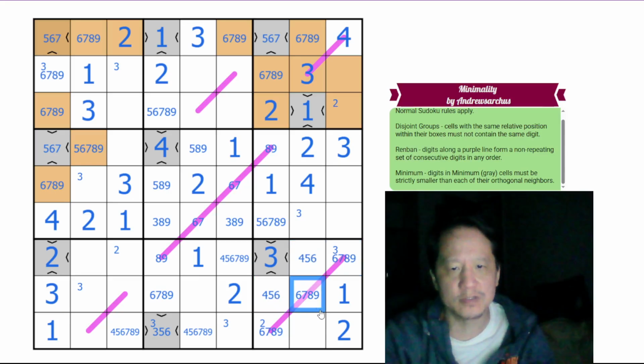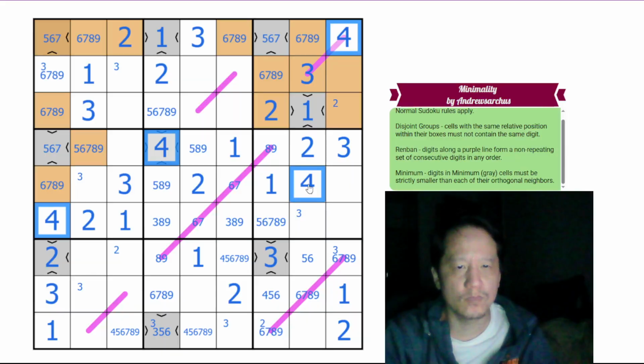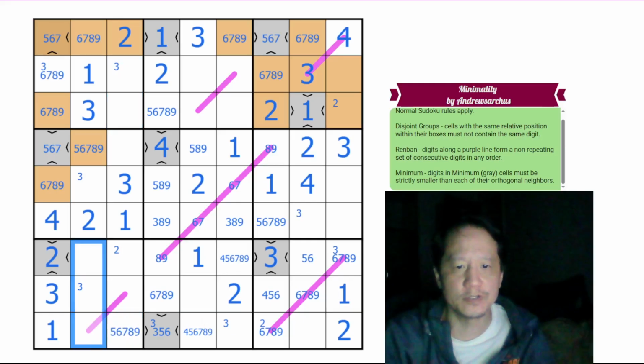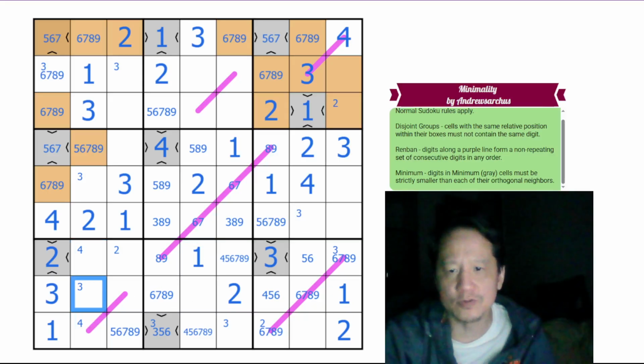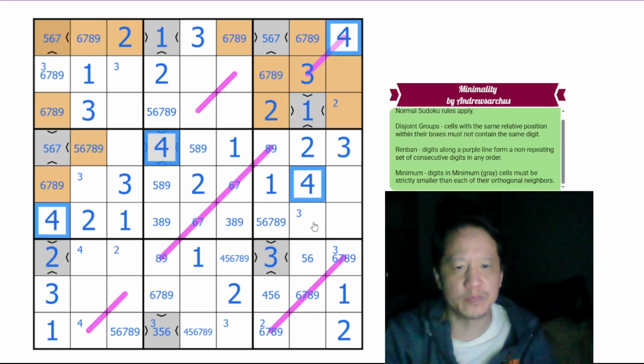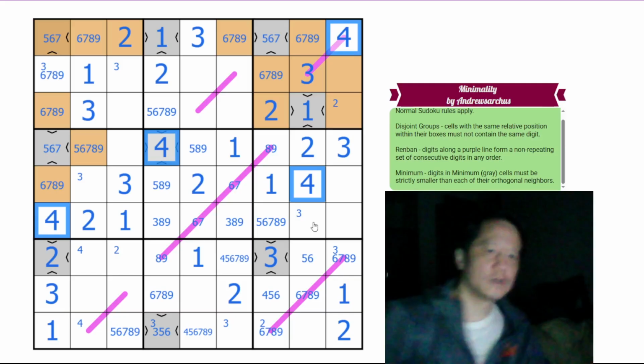So this can't be 7. No 4 here because of 4 in the column. Four has to be one of those two, so this can't be 4 here. We're guaranteed a 4 in one of these 3 cells. Cannot be the central one, because we already have a 4 in the center box. Okay.